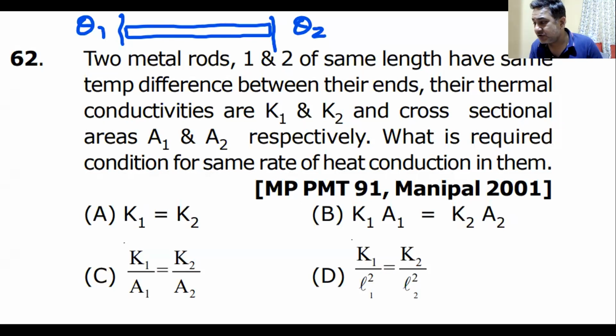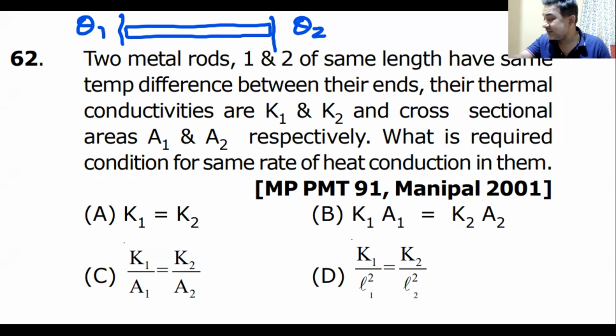Two metal rods, 1 and 2, of the same length, have the same temperature difference between their ends. The thermal conductivity is K1 and K2. Cross section area is A1 and A2. What is the required condition for the same rate of heat conduction? When I say same rate of heat conduction, I mean the same current. I'll give you again a minute to think about it. B, sir. Yes, the answer is B.